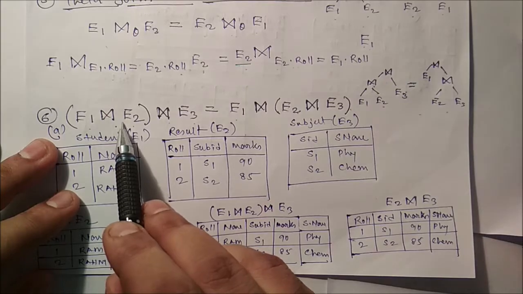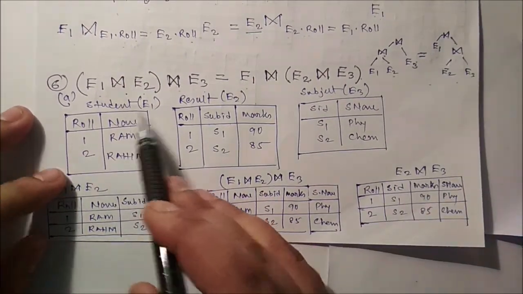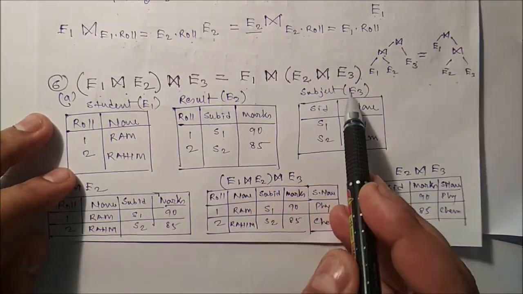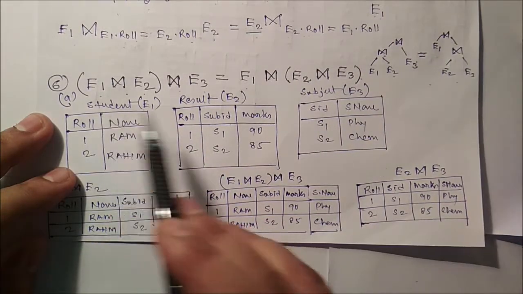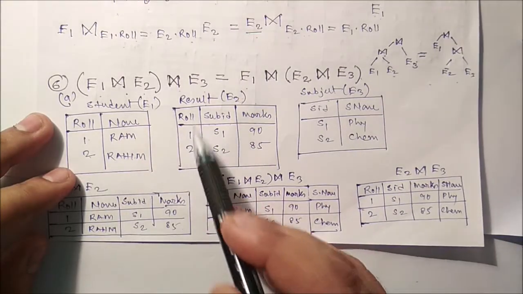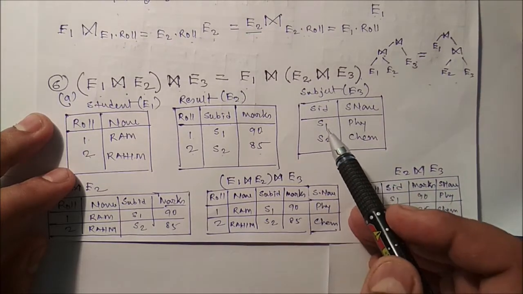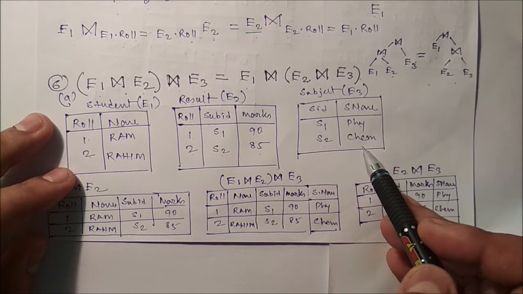So, are you getting this one? We can see the example. Three tables are there, E1, E2 and E3: student table, result table and subject table. In student table: 1, 2, Ram, Rahim. In result table: roll number 1, 2, subject S1, S2, marks 90 and 85. Subject ID S1, S2, subject name physics and chemistry.